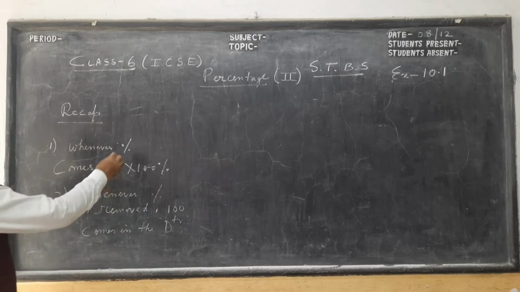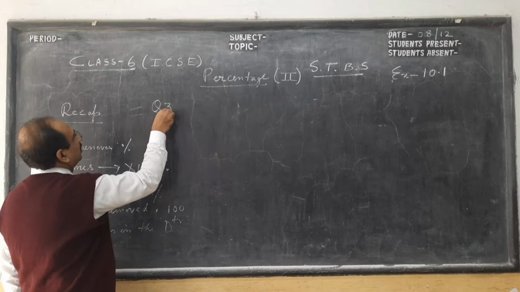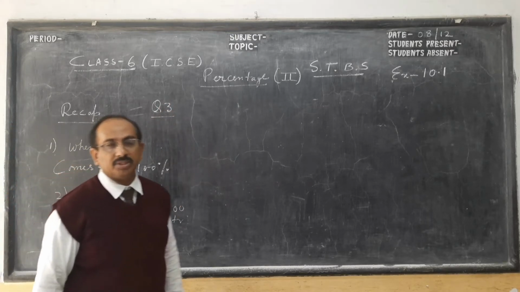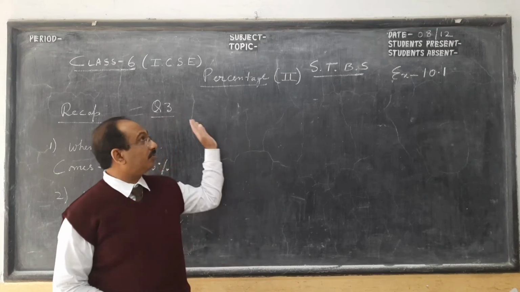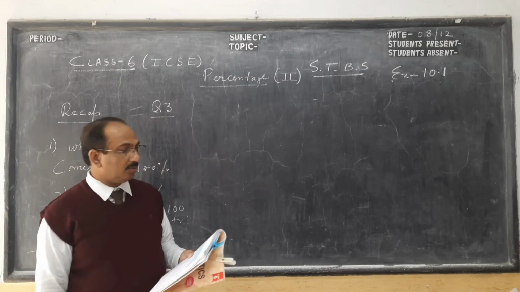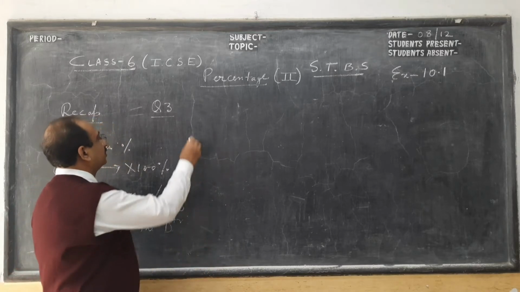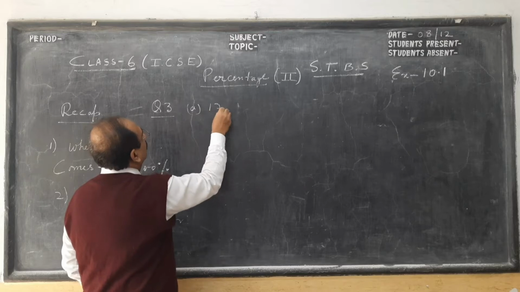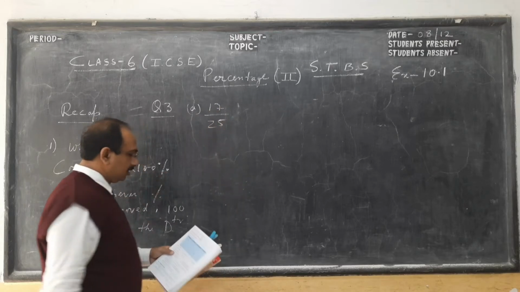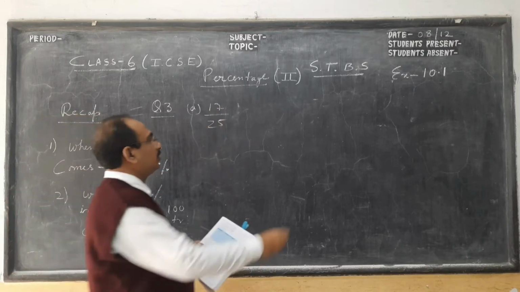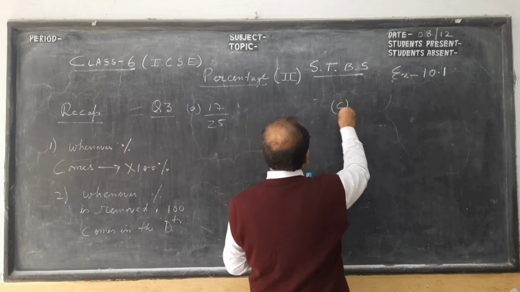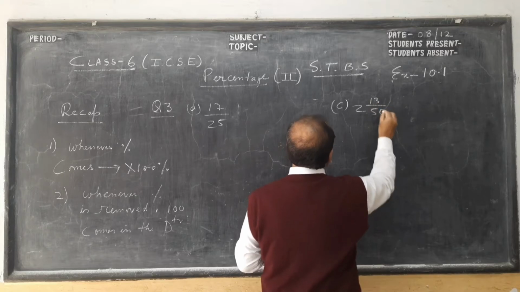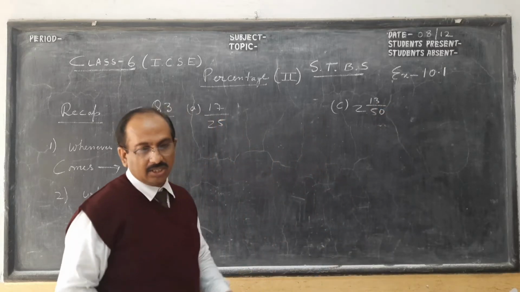So here we move to question 3. If you have seen my part 1 of the video, where I have given you an introduction to percentage and solved question 1 and 2, here we go to question 3. Convert the following fractions. So fractions we convert to percentage. This question, children, I'll teach you by two methods. 17 by 25 and 2 13 by 50. Let me do these two sums.